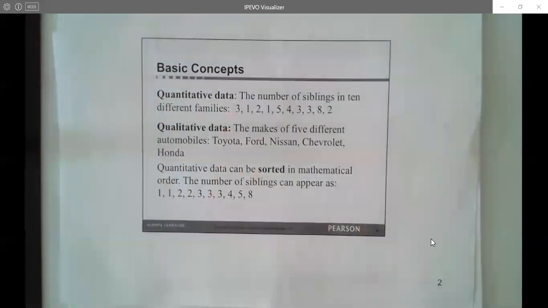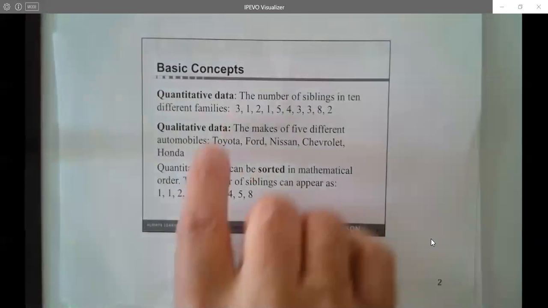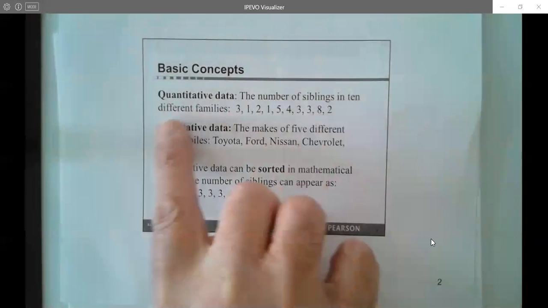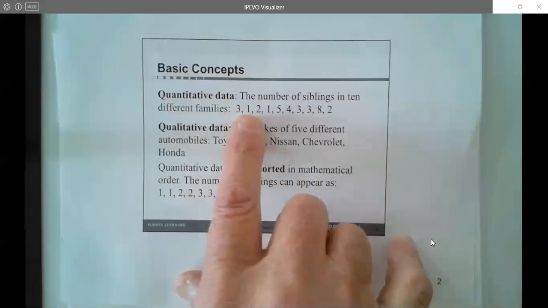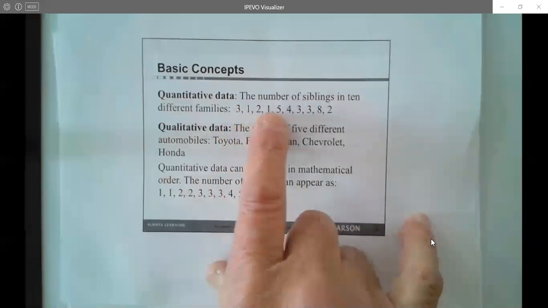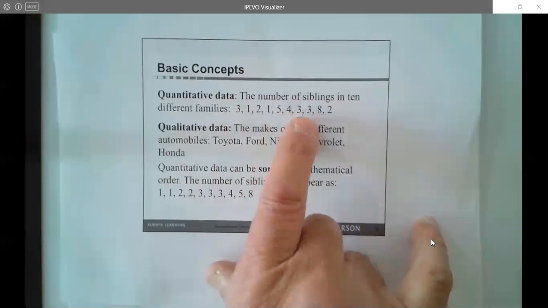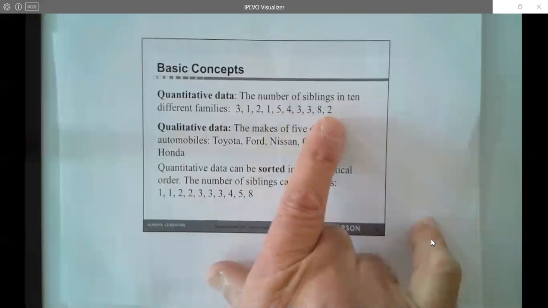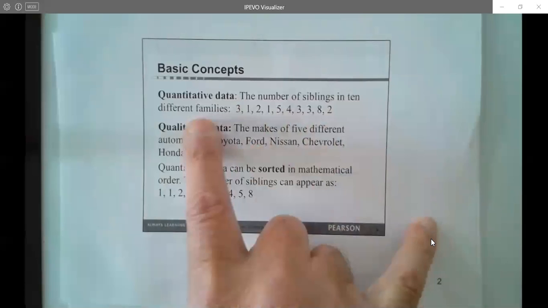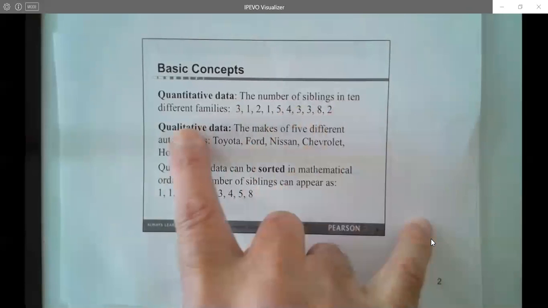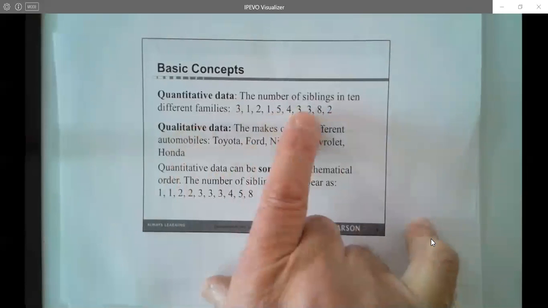Okay, basic concepts. We're going to look at a problem where we have quantitative data, the number of siblings in 10 different families. One family has 3 siblings, one has 1, one has 2, another one has 1, and so on: 5, 4, 3, 8, 2. So quantitative data takes the number of siblings in 10 different families.